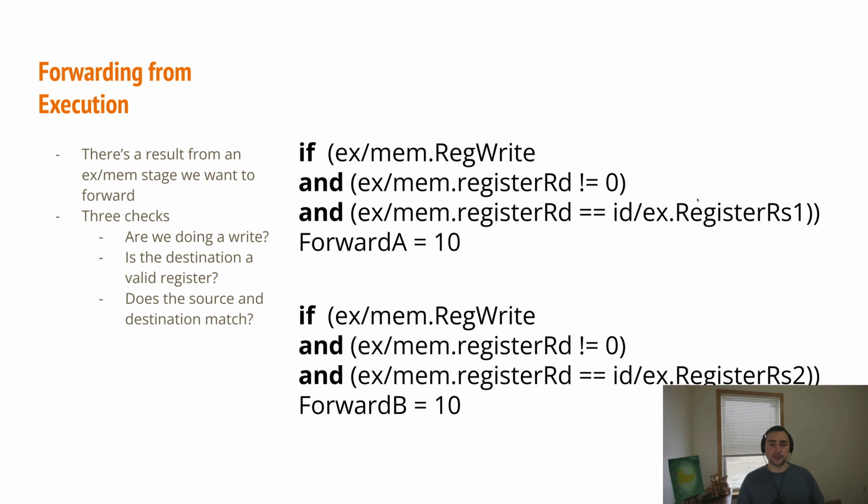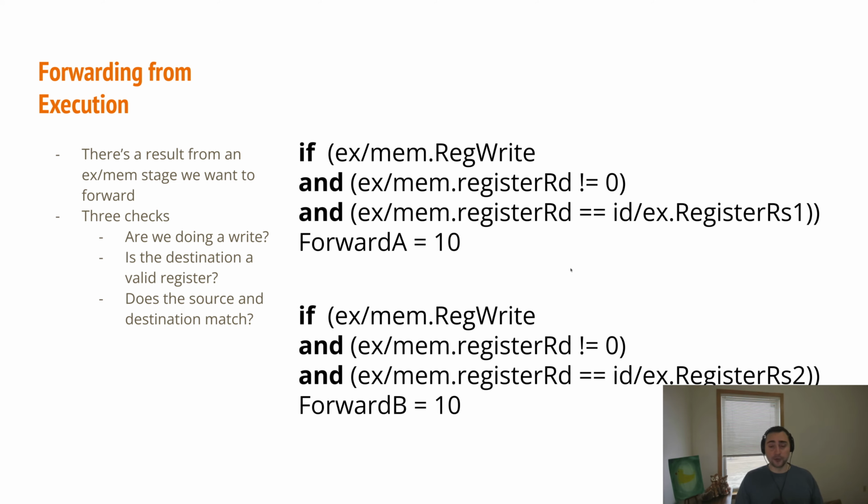If all of those things are true, so if we're doing a write, the write is to a valid location, and we're writing to where we're trying to access our source from, then we can go ahead and forward this value here. And then we just copy this exact same logic down here and do the same check for RS2. So we check to see, should we forward this value to RS1 or should we forward this value to RS2, if we should forward them at all here. But it's just these simple three checks. Are we doing a write? Is the destination a valid register? And does the source and destination match? Those are our three checks.